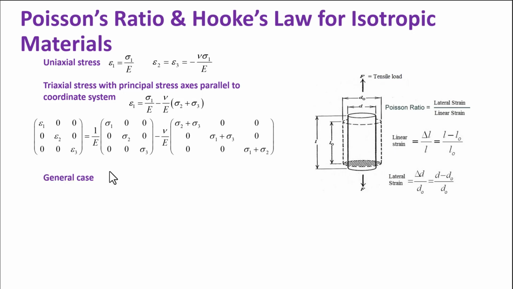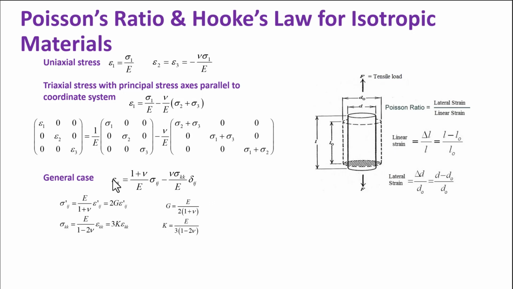If the principal stresses are not parallel to the coordinate axis, which is the usual case, then we can do a coordinate system transformation of this, and the general form of strain and stress is like this. There are other ways to write this relationship. A common way is to separate deviatorial stress from mean stress, in which case a deviatorial stress tensor will be related to the deviatorial strain by a coefficient G, which is called shear modulus. Shear modulus is related to Young's modulus and Poisson's ratio by this formula.